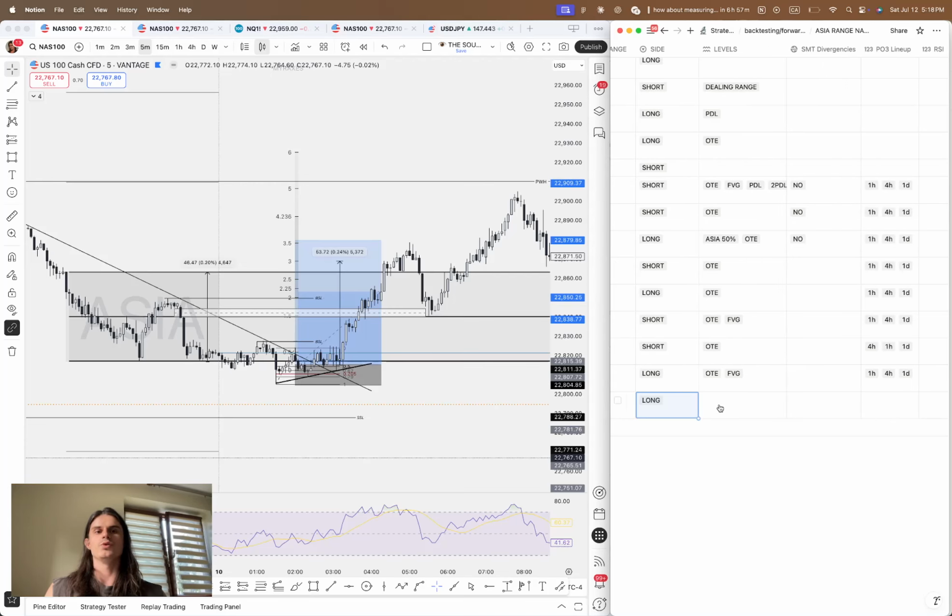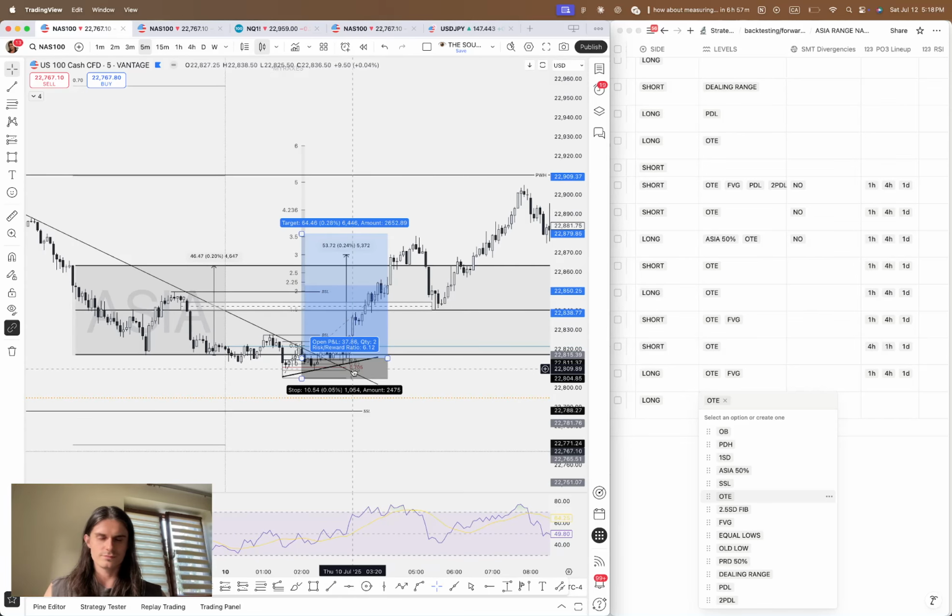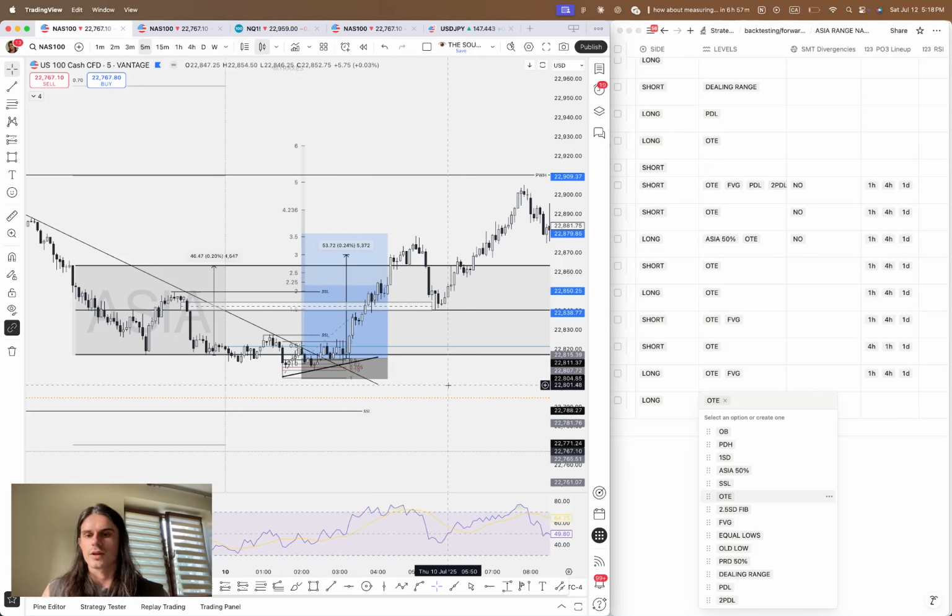Then what do we use to enter? What levels do we have? I normally use, in this case, the OTE, and that's it. Because the price just stayed at 0.705, 75% of standard deviation, so it retraced 75%.